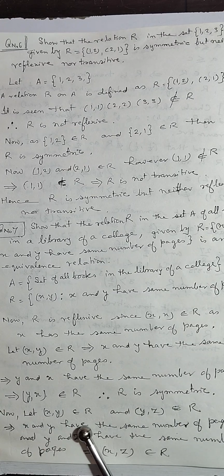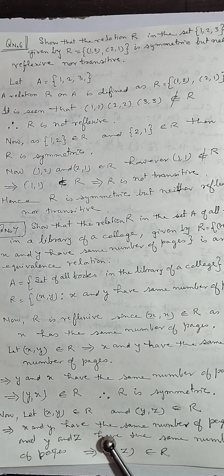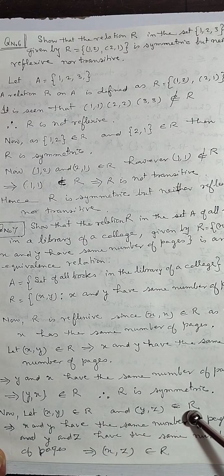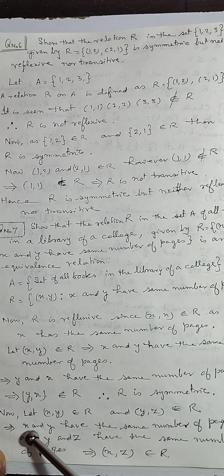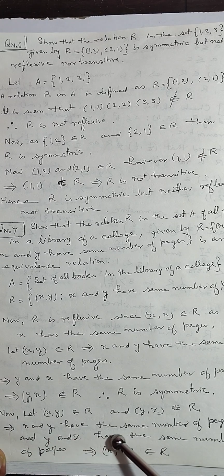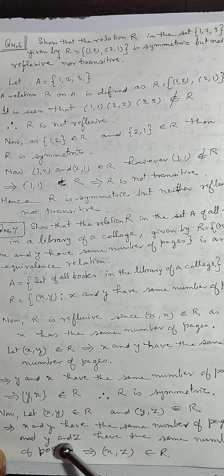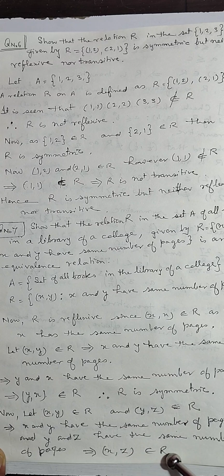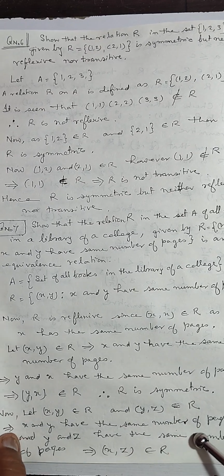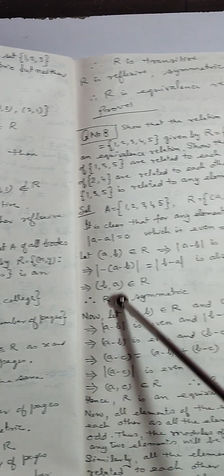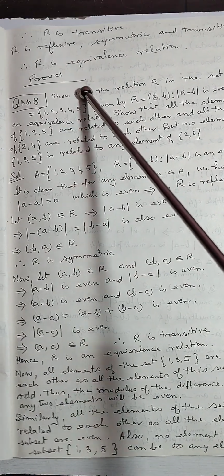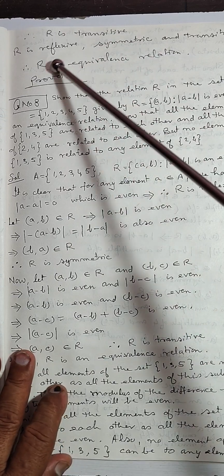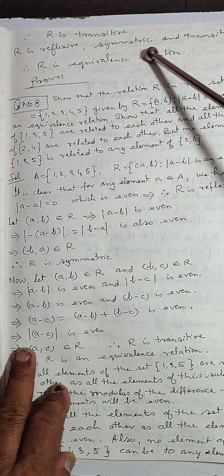Now let (x, y) belong to relation and (y, z) belong to relation. So this implies that x and y have the same number of pages and y and z have the same number of pages. This implies that (x, z) belongs to relation. Therefore, relation is transitive. Relation is reflexive, symmetric and transitive.